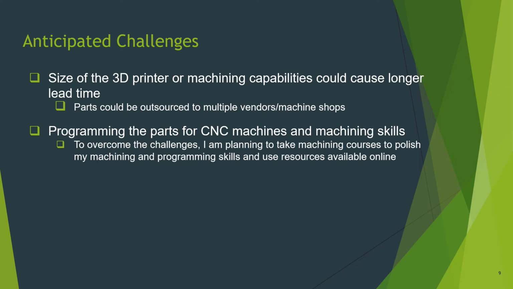Anticipated challenges are the size of the 3D printer or machining capabilities, since the hip components in our project are quite big and might not fit in a small 3D printer, and the machine shop could have a longer lead time. To overcome those issues, we can outsource those parts. Also, programming the parts for the CNC machine and machining skills could be challenging, and to overcome this, I'm planning to take machining courses to polish my machining and programming skills.